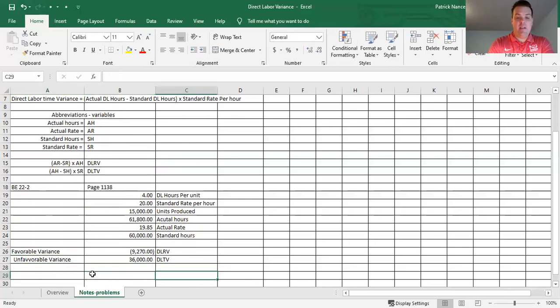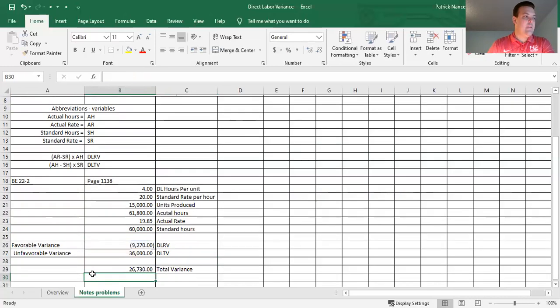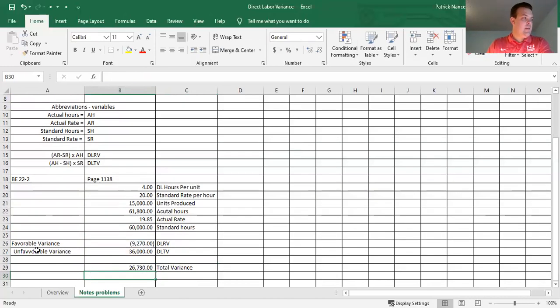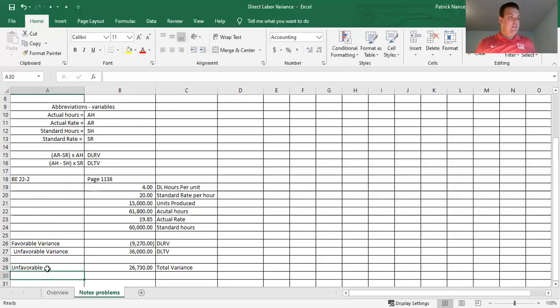So now I've found both of those. I can find my total variance by simply adding those two together. I want the negative to take away from the other one, because I have a higher unfavorable variance than I do a favorable variance. So my overall variance is unfavorable. That's all. We'll stop. It's a little short video, I know, but we'll stop with this one and continue with the next part of the chapter in the next video.